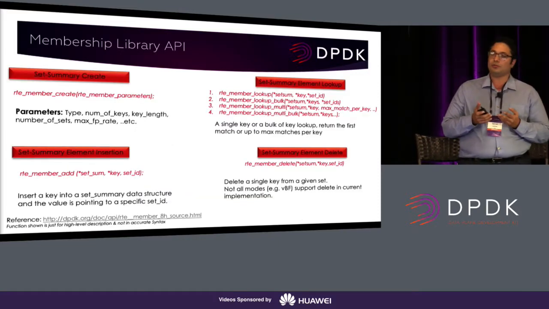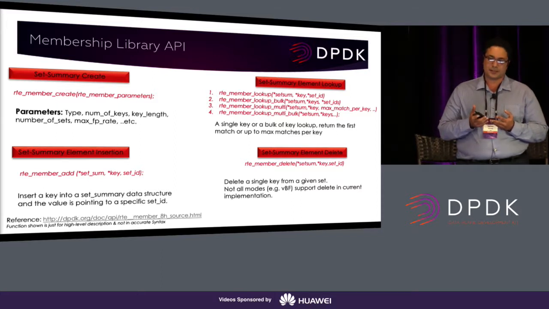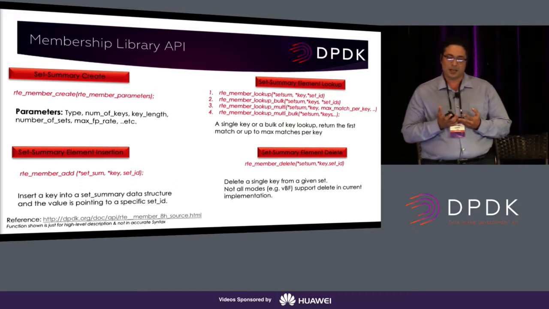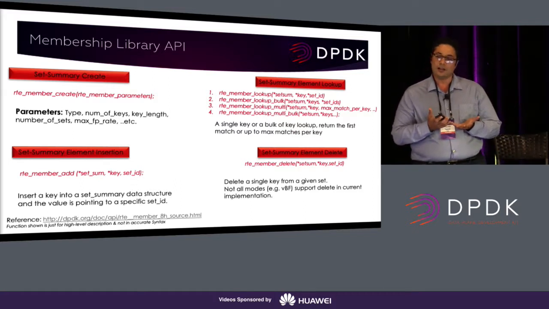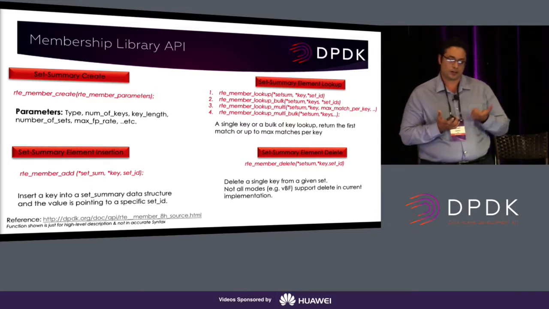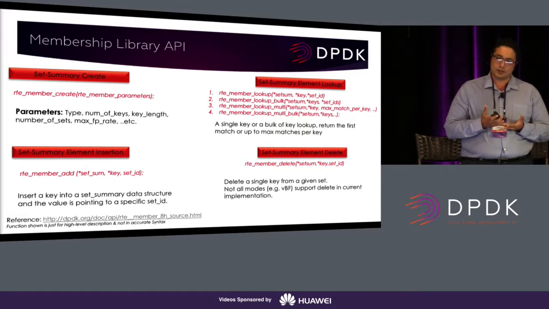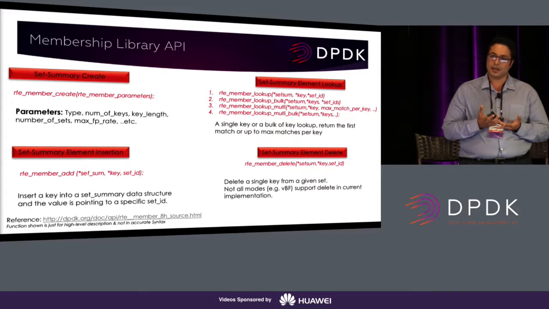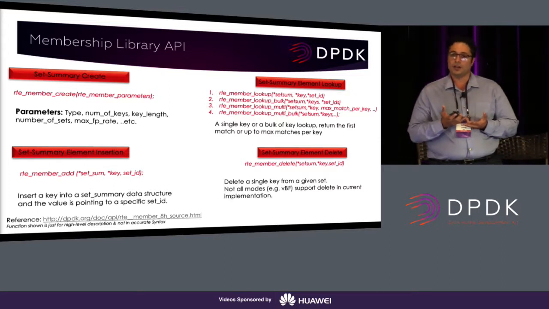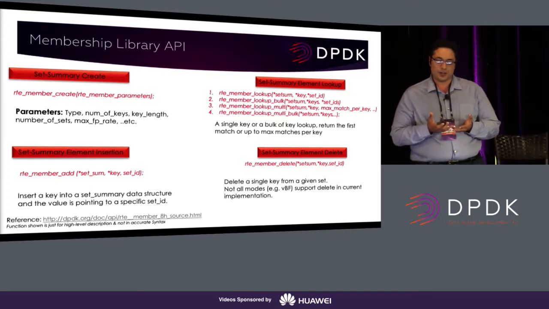Very briefly, how to use the library. It is very similar to a hash table library that is already in DPDK. You create your set summary, like you are creating a table in the hash library. You are just creating this set summary. You have an API to insert flows or insert keys into this created summary, and if you are inserting it, you specify which one of the sets you are inserting it to.